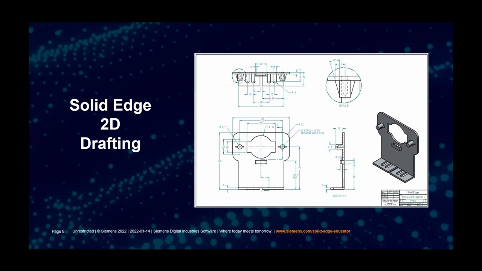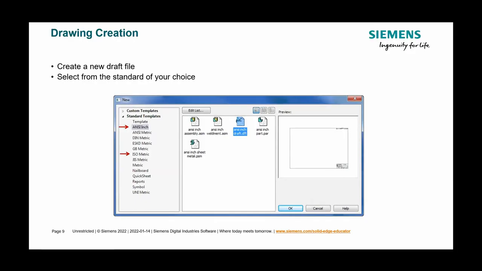So now with that said, let's look at some of the specific capabilities of Solid Edge 2D drafting. Now, when you're creating a new draft file, you can select a standard of your choice, like we talked about: the international, which is the ISO, which you see, the American standard, which is the ANSI, and the British standard, BSI, and then inch or metric. So there are different standards that you can use to create the draft.